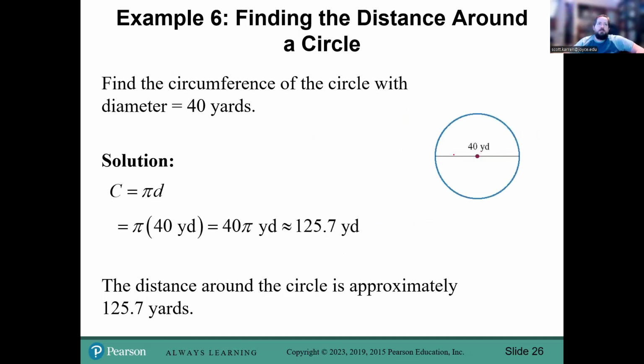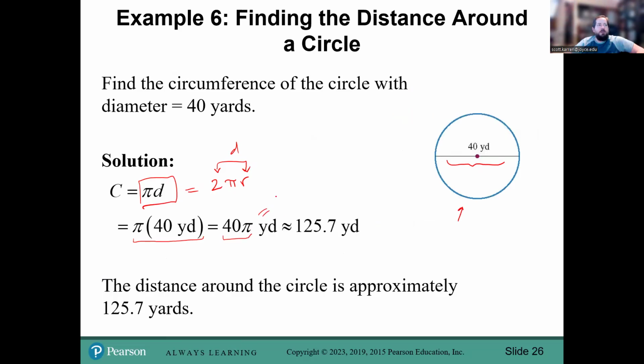But here I have a diameter, a circle in blue. The diameter is this 40 yards, and the circumference is given by pi times the diameter, or oftentimes you'll see this as 2 times pi times r, because 2r is the diameter. So if I have a diameter of 40 yards, it's pi times 40 yards, or 40 pi yards.